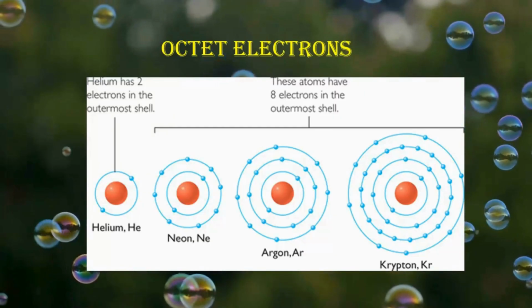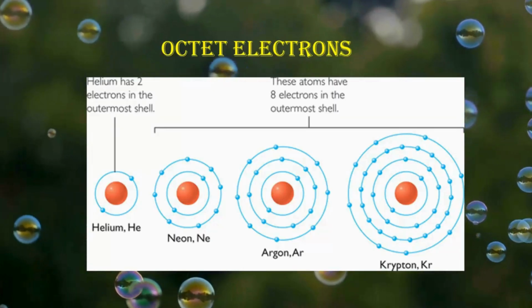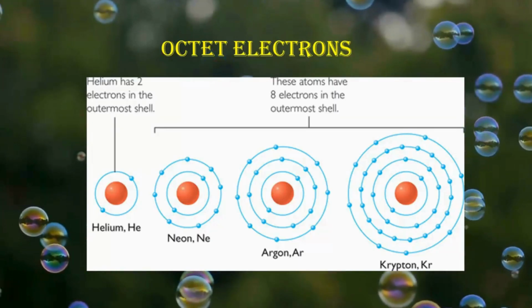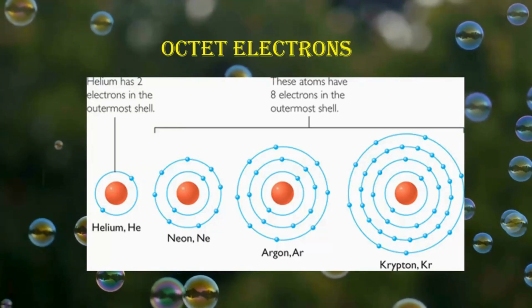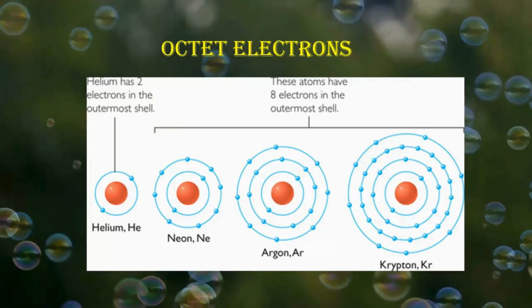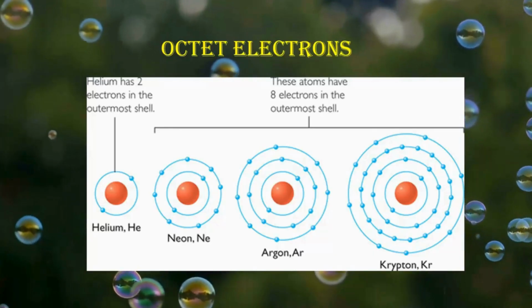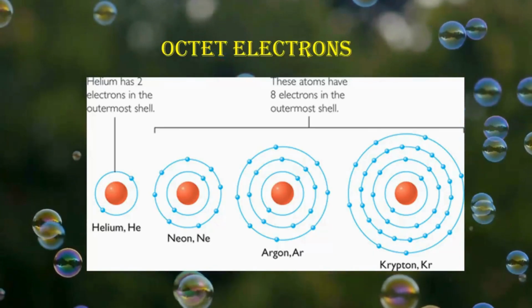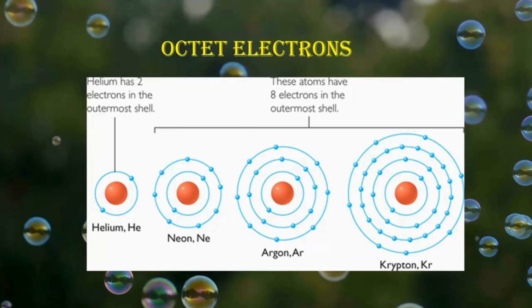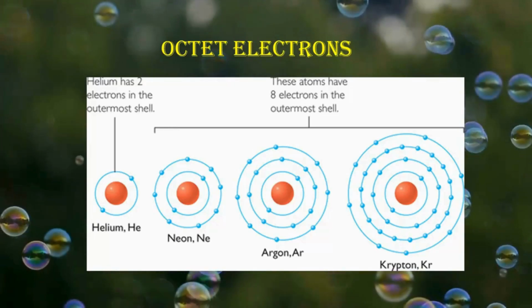So the first level has 2 electrons, and the next energy level has 8. So it is completely filled. Likewise, argon and krypton also are completely filled with 8 electrons in the outermost shell. Okay. So these elements are called noble gases because these atoms have 8 electrons in the outermost shell.